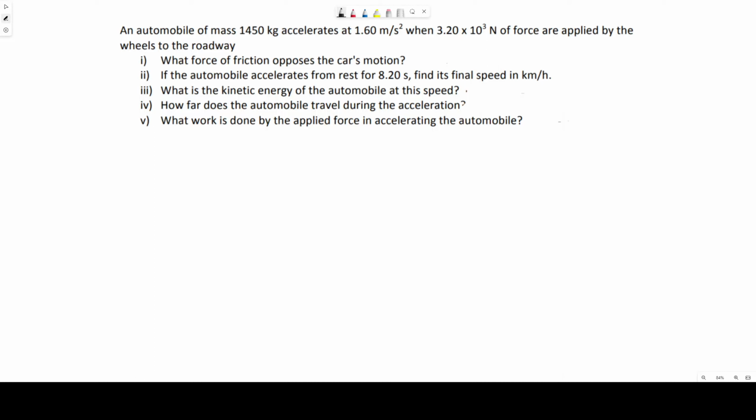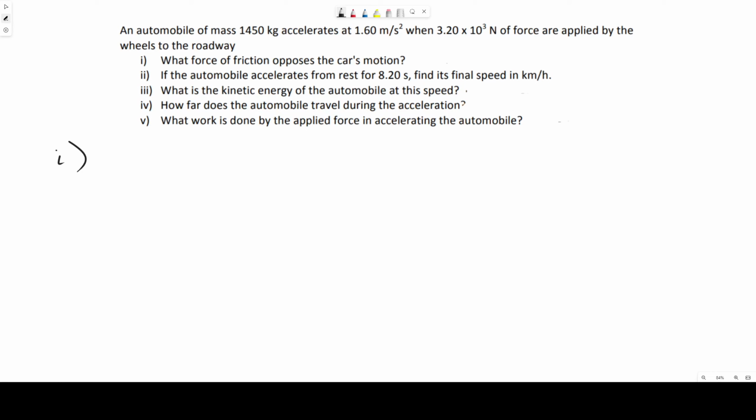Today we have a question of kinematics. The question asks: an automobile of mass 1450 kilograms accelerates at 1.6 meters per second square when 3.2 times 10 to the power 3 newtons of force are applied by the wheels to the roadway. Part 1 asks what force of friction opposes the car's motion. So we need to find the frictional force.